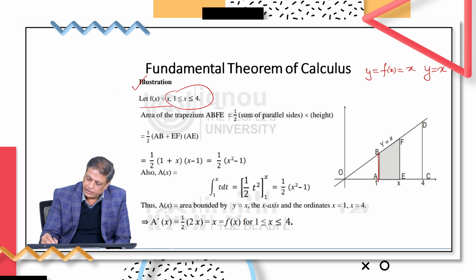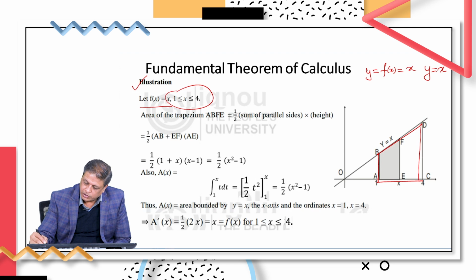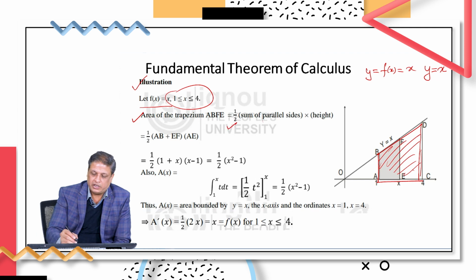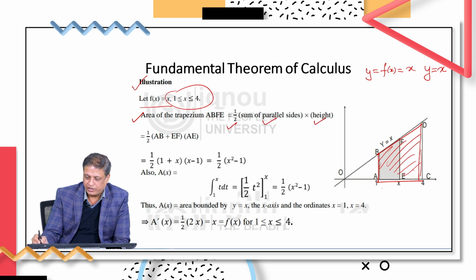Because this is a straight line y equals x, the interval 1 to 4 will enclose a trapezium. The area of the trapezium is half of the sum of the parallel sides into the distance between them. What are the parallel sides? AB and CD are the parallel sides. And what is the distance between them? The distance between them is AC, or you can say AE.